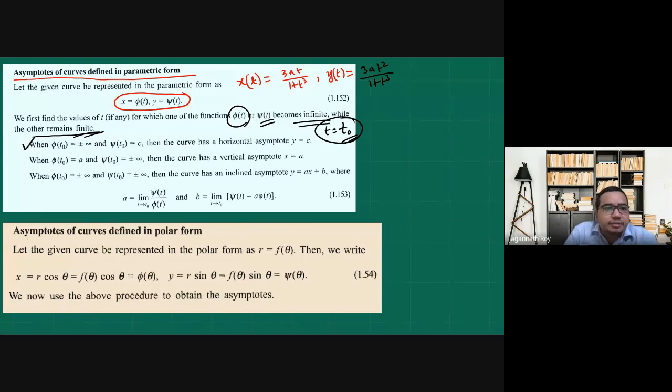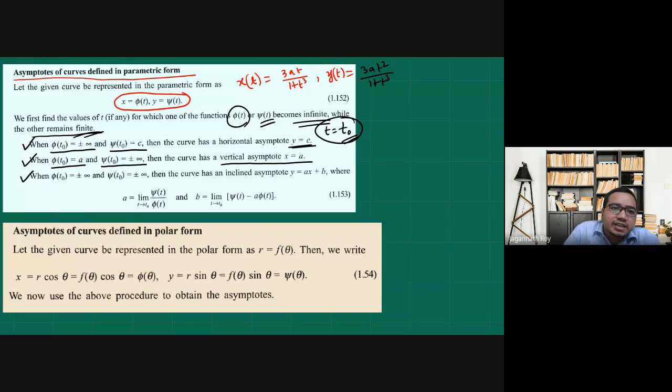asymptote for parametric curves. So if this one, phi of t0, is plus minus infinity, and the other function psi of t0 is constant, then the curve y equals c is a horizontal asymptote. Similarly, if we have the first function as a constant at some point t equals t0, and the other function becomes infinite, then we will have a vertical asymptote. Okay.